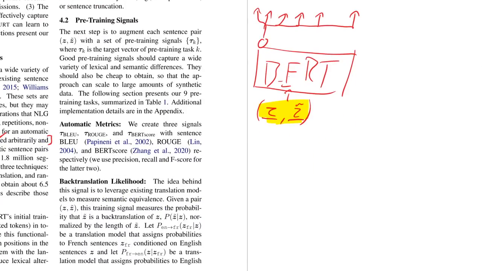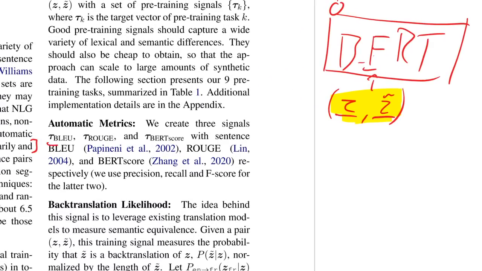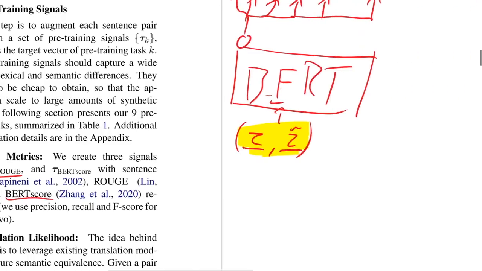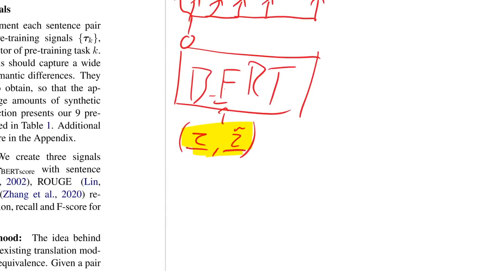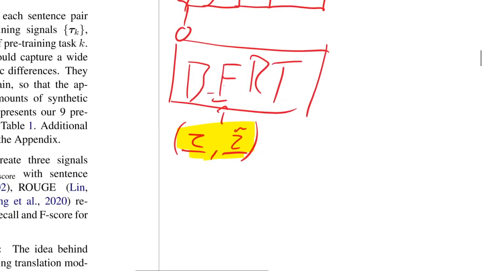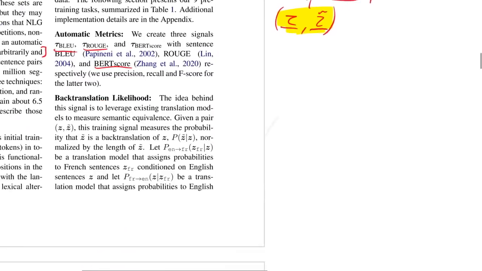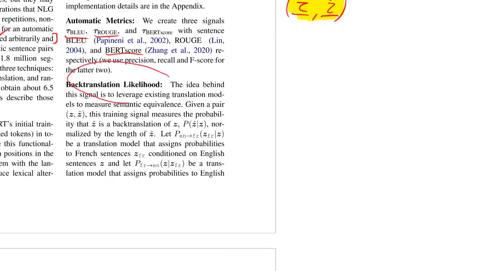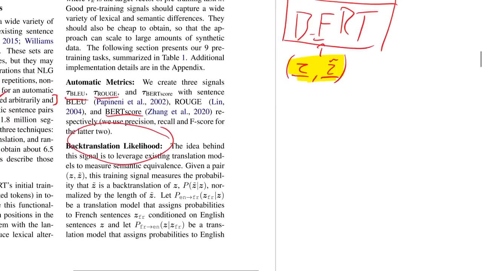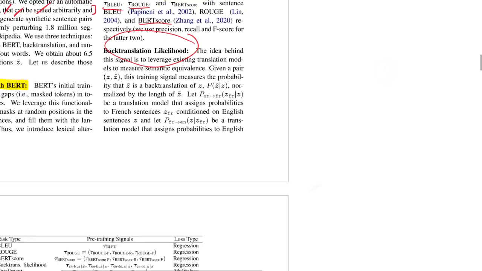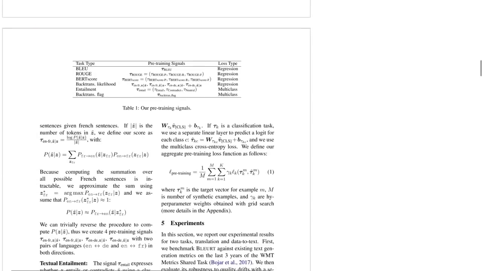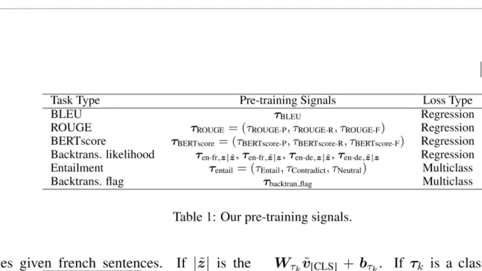And this could be metrics like BLEU or ROUGE, or this BERT score right here. So you simply calculate the n-gram overlap between Z and Z prime. That would be one of the scores. It could be the back translation likelihood, which is how likely a back translation model assesses this sentence. Oh, here are all the things. Six different tasks.